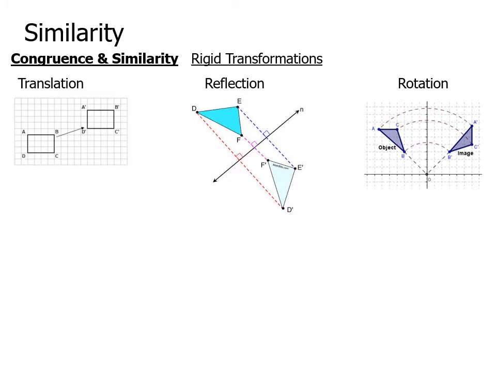Now the key thing with those rigid transformations is what do they preserve? Well, they preserve side length and angles. So they preserve distance and angles. That makes them rigid transformations. That means all of these objects that we've translated, reflected, or rotated are congruent to the original figure. They're also similar with a scale factor of 1.